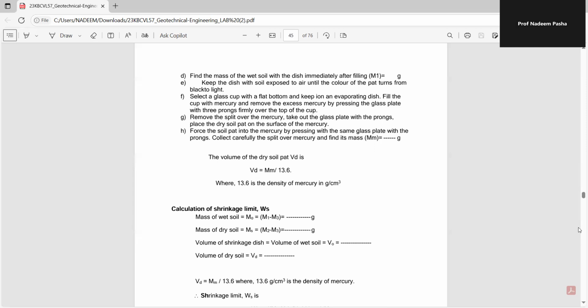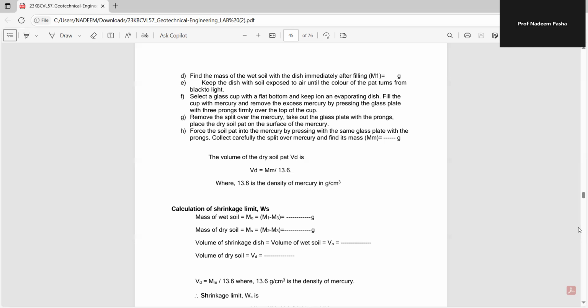Select a glass cup with a flat bottom and keep it in an evaporating dish. Fill the cup with mercury and remove the excess mercury by pressing the glass plate with three prongs firmly over the top of the cup. Remove the spilled mercury. Take out the glass plate with the prongs. Place the dry soil pat on the surface of the mercury. Force the soil pat into the mercury by pressing with the same glass plate with prongs. Collect carefully the spilled mercury and find its mass Mm. The volume of the dry soil pat VD is equal to Mm divided by 13.6, where 13.6 is the density of mercury in gram per cubic centimeter.